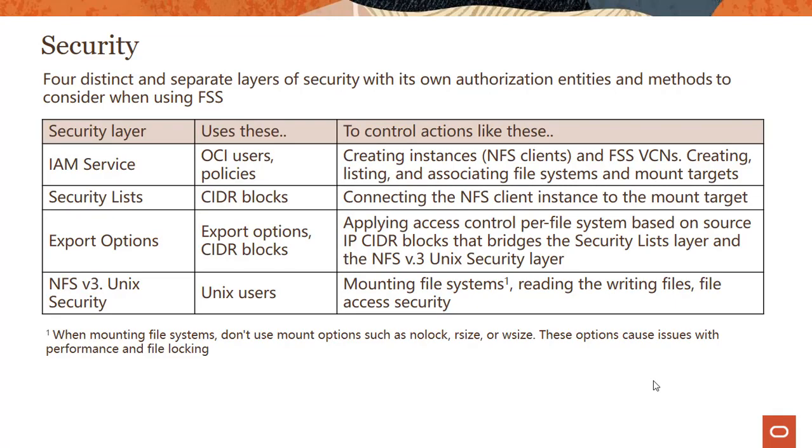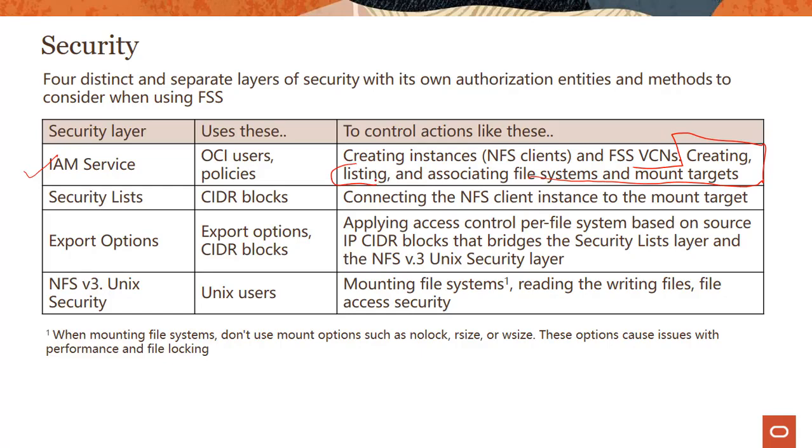So as you can see on this slide here, there are various distinct and separate layers of security which you could leverage in order to secure your file systems and mount targets. Starting with IAM service, and again, every service in OCI, you could leverage the identity and access management service to control actions like who can create instances, client instances, who can create the FSS VCN, and even who can create, list, and associate file systems and mount targets. So all those activities, the control plane activities, can be controlled by your identity service, right?